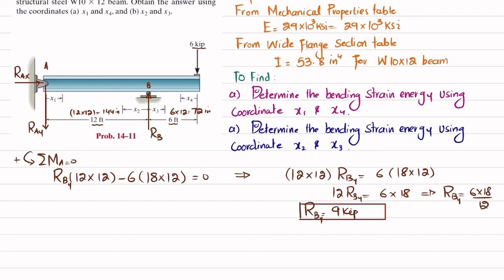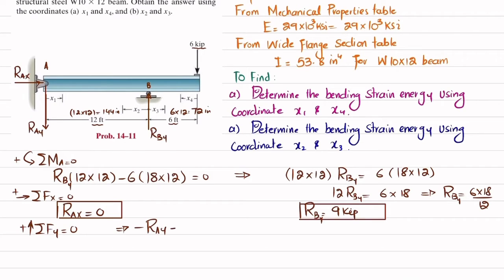Now we'll find RAX by using the equation of equilibrium. The sum of all forces along the x direction must be equal to 0, and force toward the right is positive. There is only the horizontal force RAX and no other force, so it means that RAX will be equal to 0. Now we'll find RAY by using the equation of equilibrium. The sum of all forces along the y direction must be equal to 0, and upward force is taken as positive. So RAY, which is unknown, is minus. Okay, so minus RAY plus RBY, which is 9 kips, minus 6 is equal to 0. So it means that RAY is equal to 3 kips. Okay. Now you have all these reaction forces.